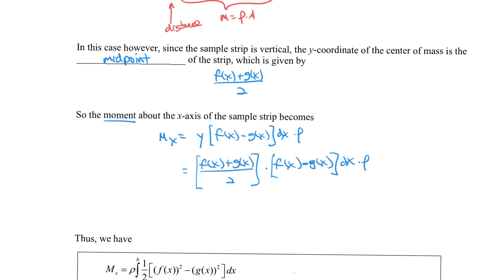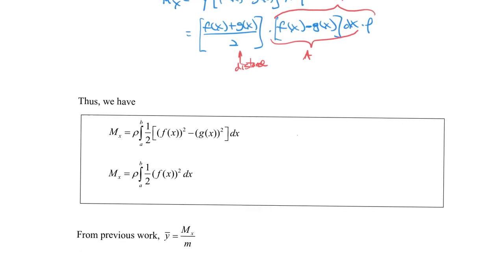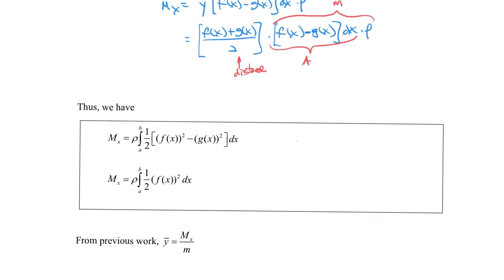So just to make sure we're okay here, this is the area of that little sample strip, and then this would be the mass, because mass is density times area. And then this part here is the distance. Okay, but when we multiply these together, you can see that this formula will simplify. And you can see where this is coming from.